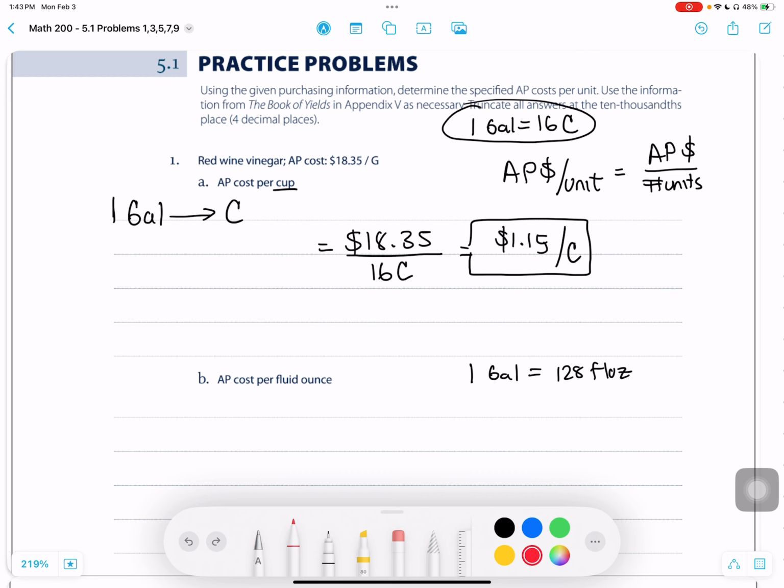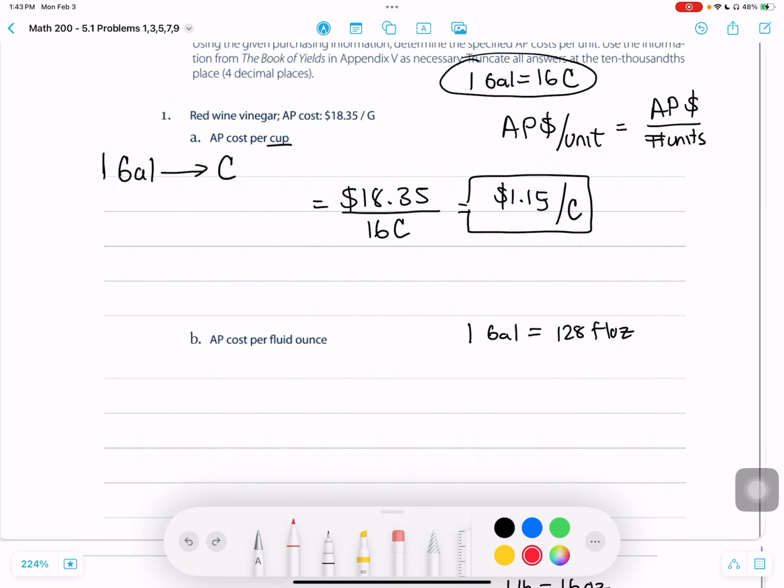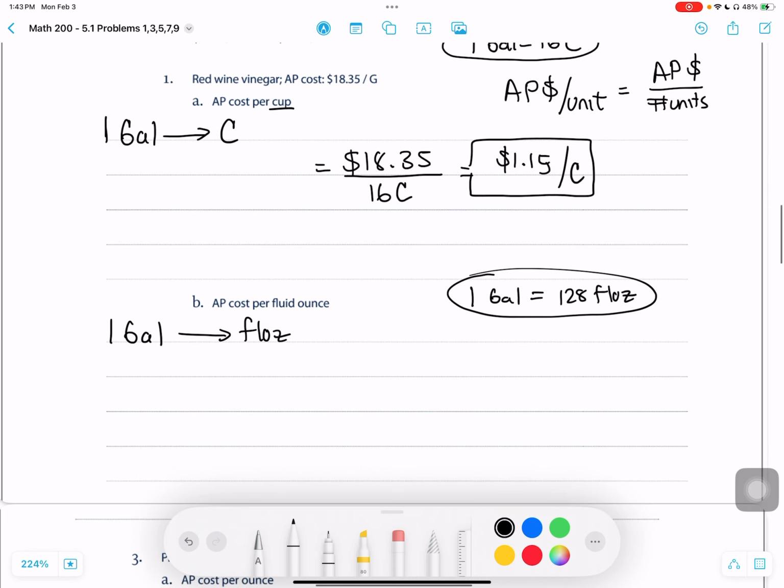Let's do the same thing for this same red wine, but using the cost per fluid ounce. Every fluid ounce of wine that I use in my recipe, how much is it going to cost me? Again, the unit on the bottom is gallons, the cost per 1 gallon, so I have to convert 1 gallon to fluid ounces. You can do dimensional analysis, or you can go to your table and see that 1 gallon is 128 fluid ounces. Let's do the formula: the total cost, $18.35, divided by the total number of units, in this case 128 fluid ounces.